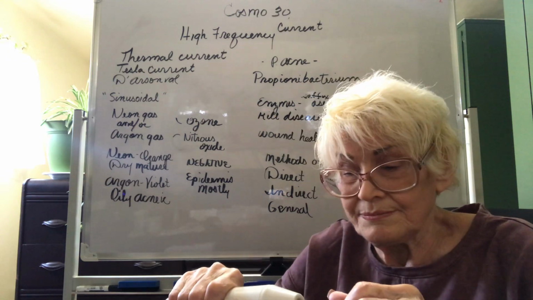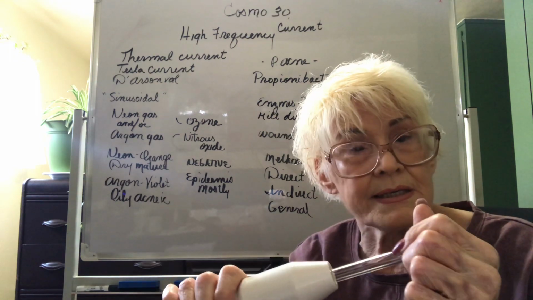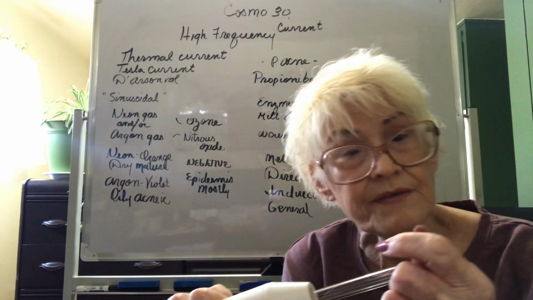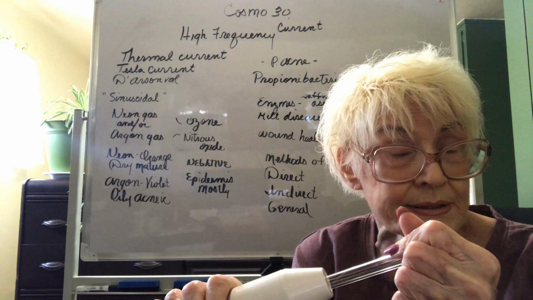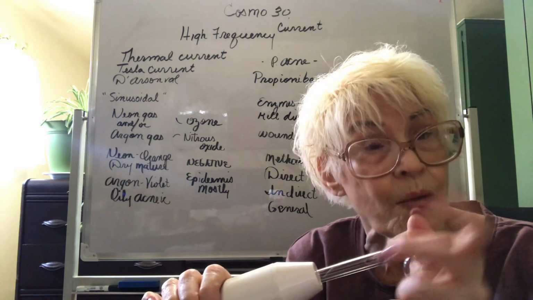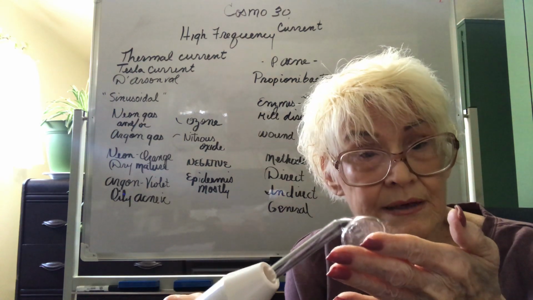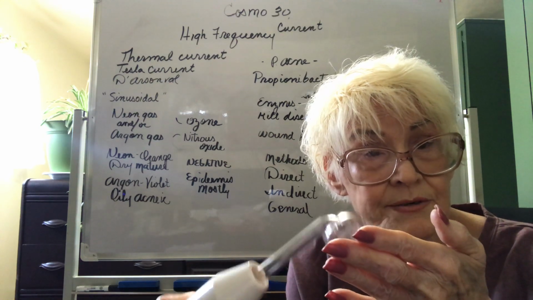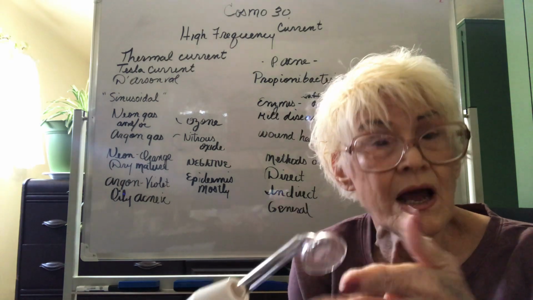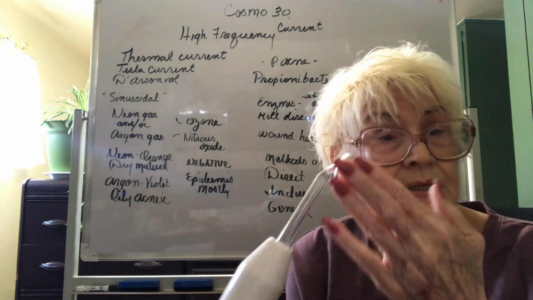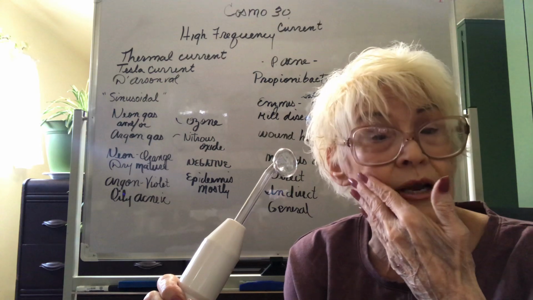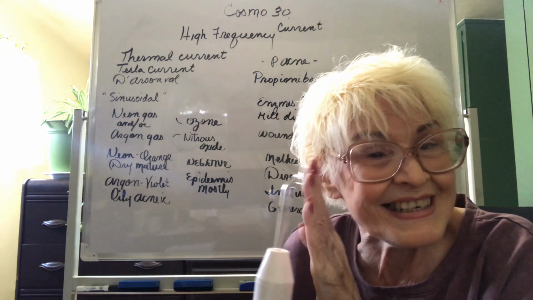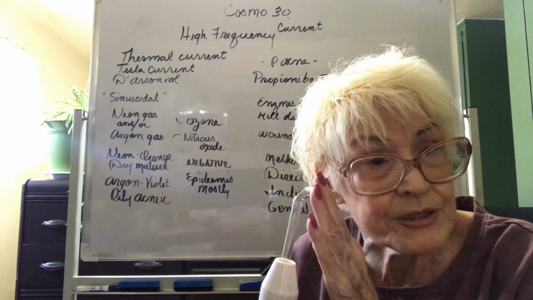Now, this current is not an acid or alkaline or a positive negative current. It's a sinusoidal current, so it's an alternating current. However, the gases that are emitted from this unit are ozone and nitrous oxide. These two gases are negatively charged. So if I put a moisturizer on and I'm using my high frequency, the moisturizer is going to stick to the electrode. I can't push it in.